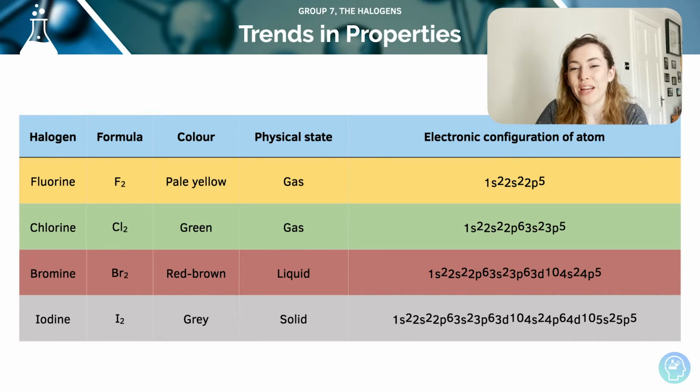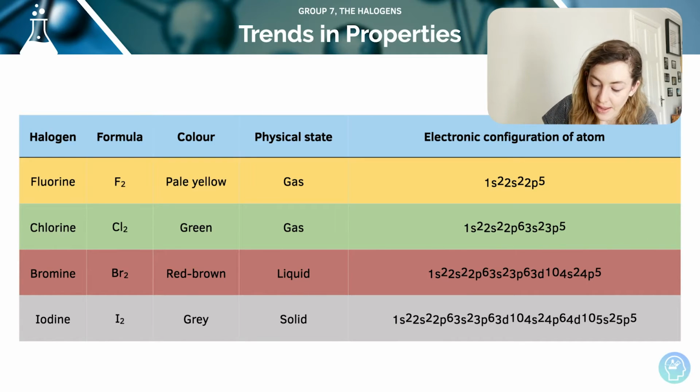So you should really know and learn by heart the main properties of the first four halogens. These are some bits of information that people often neglect. What's their colour at room temperature and pressure, and what's their physical state? And here are our electron configurations. Like I said, at the end, we're always going to have s2 p5.